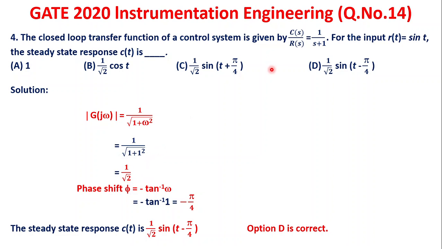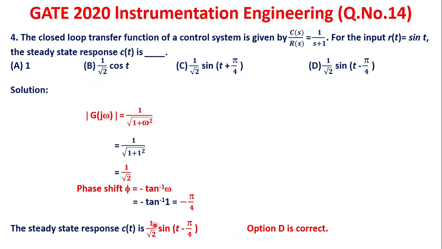Then the phase shift: this is 1 angle 0, this is 1 plus j omega, so minus tan inverse of omega. At omega equal to 1, it is minus tan inverse of 1, which is minus pi by 4. I give it in radians, because the options are given in radians as far as the angle is concerned. So 1 by root 2 is the magnitude of the output, and the phase shift is minus pi by 4.